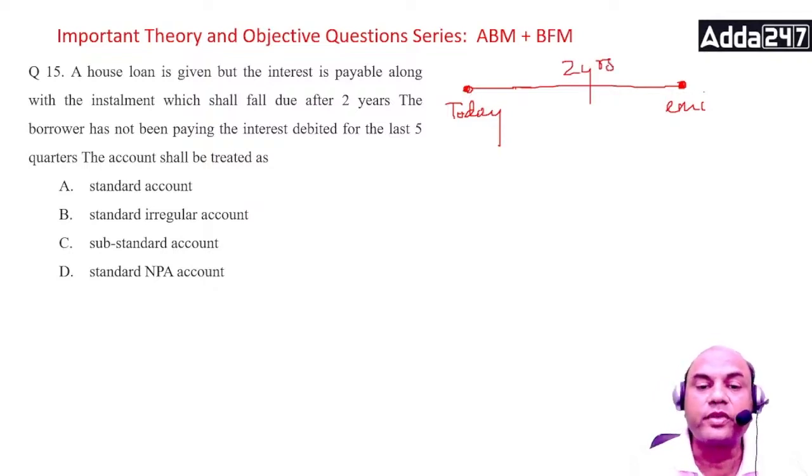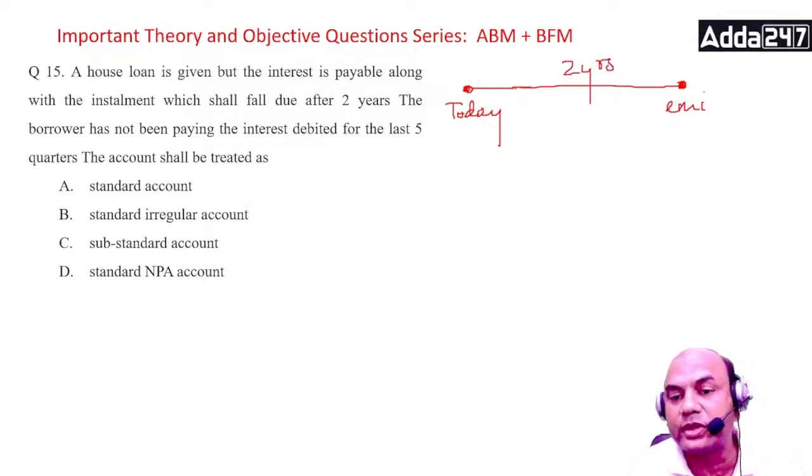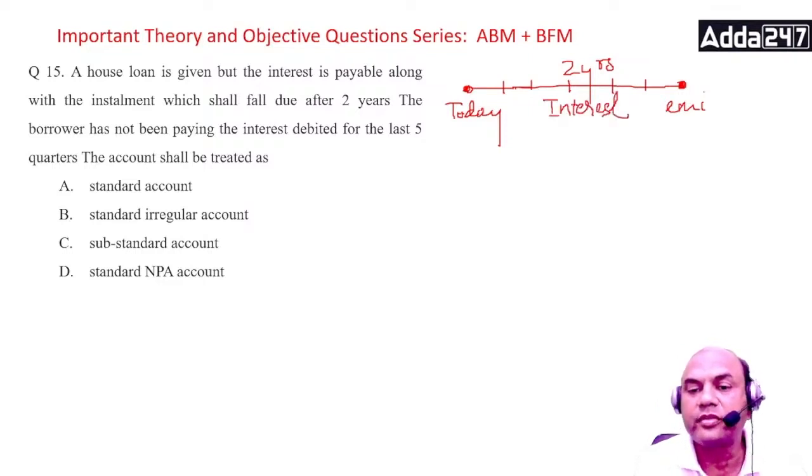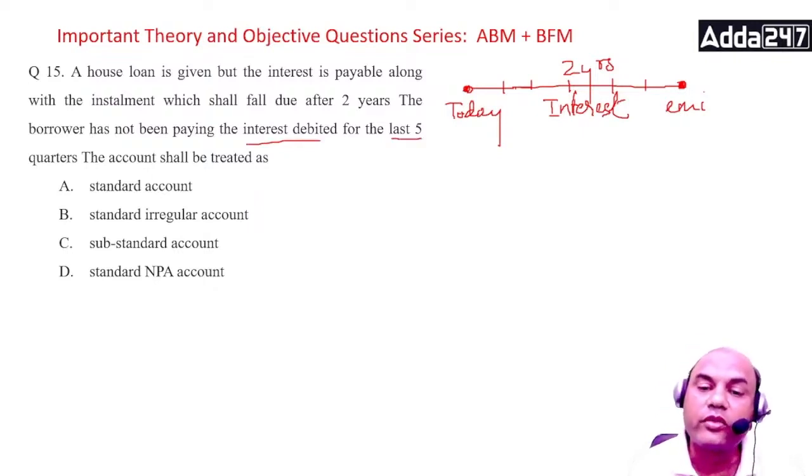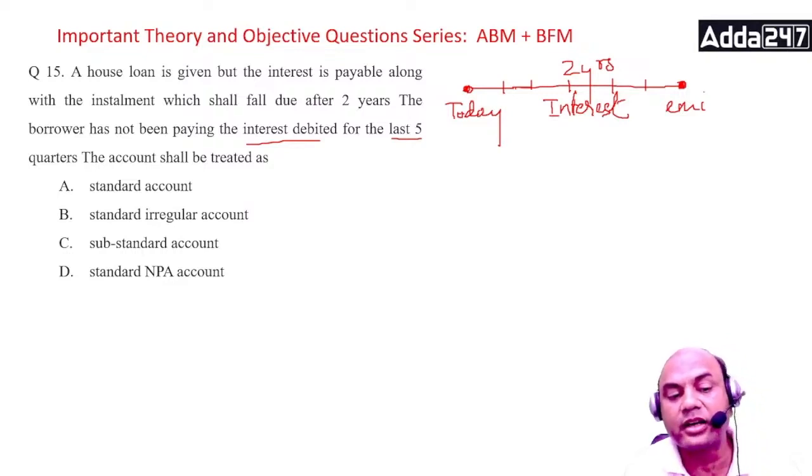Okay, so if the EMI will start after 2 years, what will that customer pay within that part? Actually he has to pay nothing, but as per the banking rules, we generally pay the interest part. That's called pre-EMI interest. Okay. So now the question is, the borrower has not been paying the interest debited for the last 5 quarters. So this interest was not paid by the borrower within this moratorium period. So what shall the account be treated as?